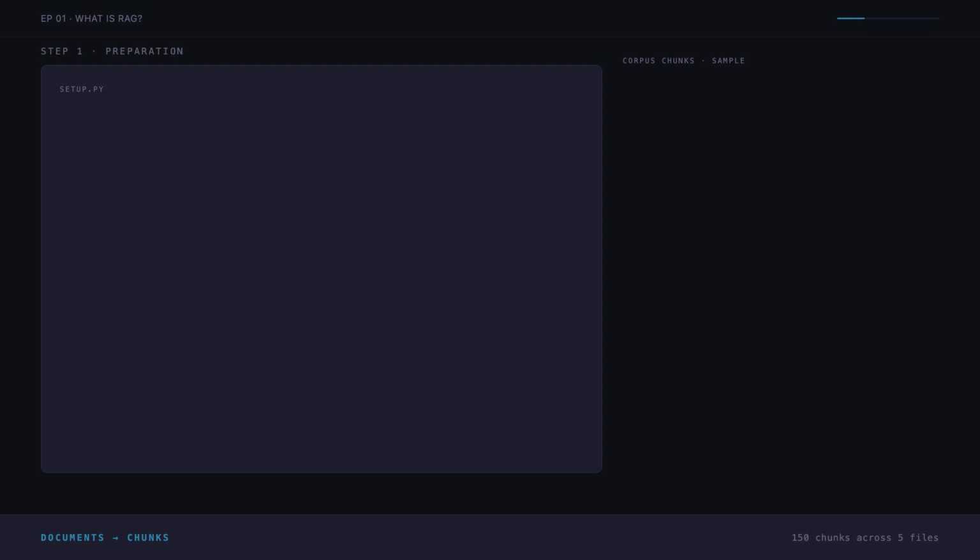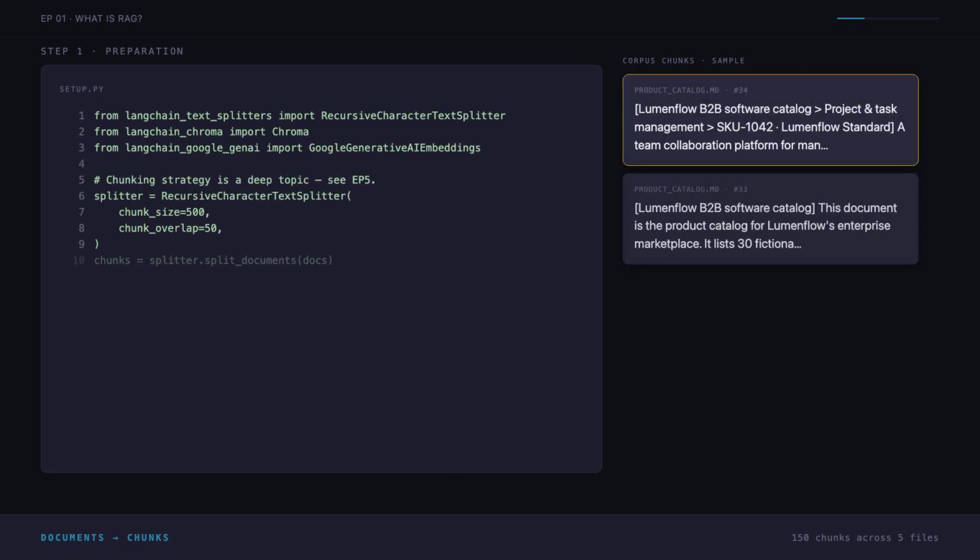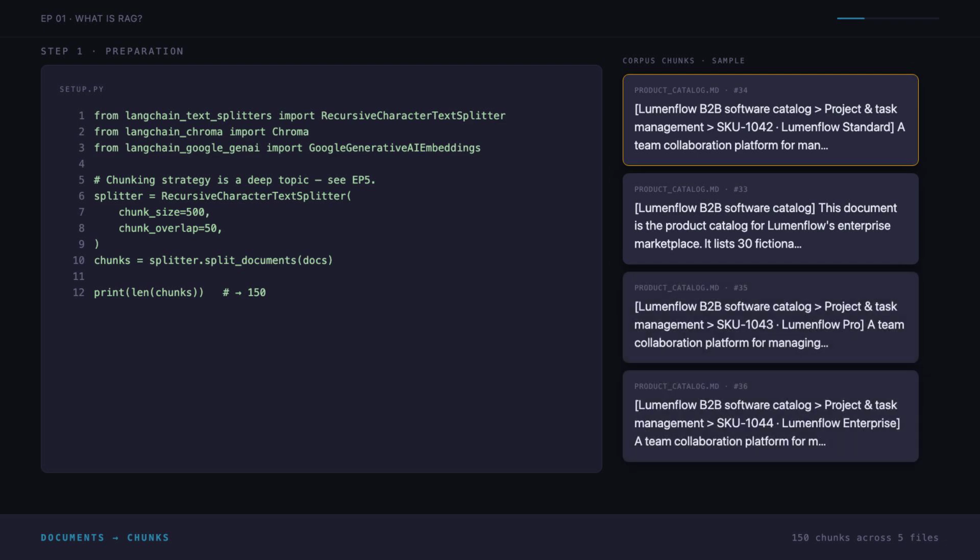First, you prepare your data. Take your product catalog and split it into chunks. Small enough that the model can embed each one cleanly, big enough that each chunk still carries meaning on its own. There is a whole episode later in this series on chunking strategy. For now, a simple recursive split is fine. Each chunk is a candidate page the model might need to read later, including the page about SKU1042. Each one carries its source file and where it sits in the document. That metadata is going to matter.